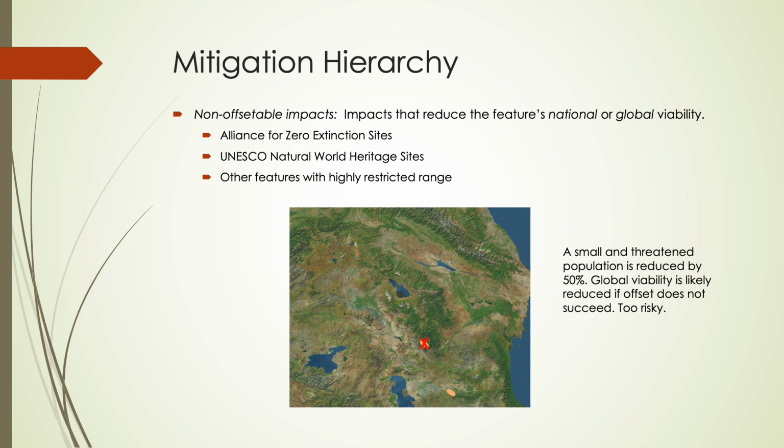Some plan development may have the potential, without mitigation, to generate non-offsetable impacts. A non-offsetable impact jeopardizes the viability of the feature at a national or global level. Clear examples of this would be a project that impacts an EAAA that fits the designation criteria for an Alliance for Zero Extinction site, or a UNESCO Natural World Heritage site. EBRD cannot finance development with non-offsetable impacts, so all options for redesign to avoid such residual impacts should be explored.